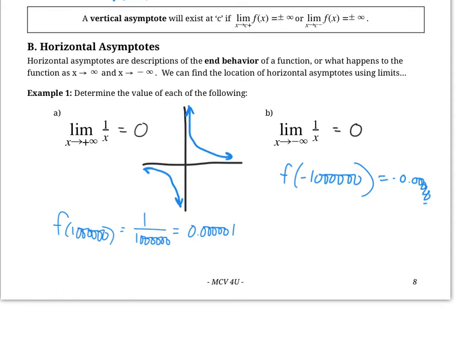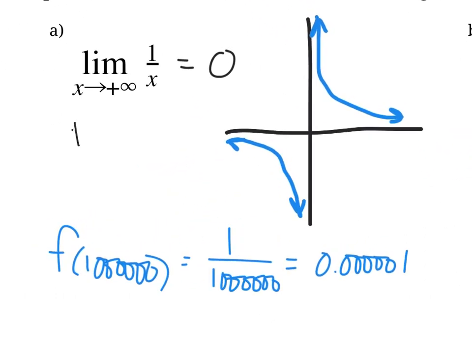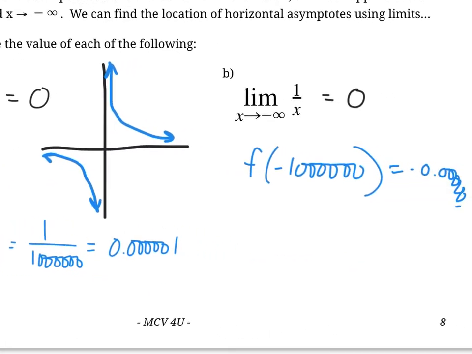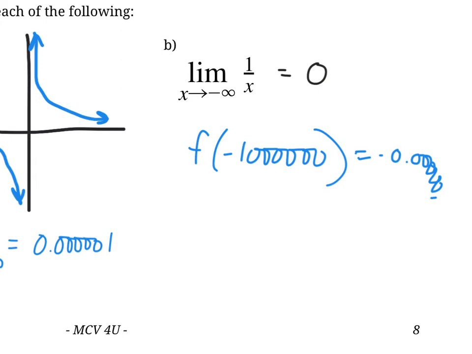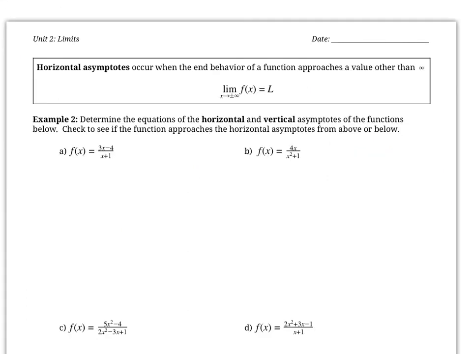So we would say that this approaches 0 from above, right? And over here, we would say this approaches 0 from below. Understanding this will help us sketch these graphs later on. So just to repeat, horizontal asymptotes have to do with the end behavior of a function. And in terms of limits, it's basically whenever the limit of a function as x approaches infinity, positive or negative infinity, approaches a value other than infinity, so a definite value.